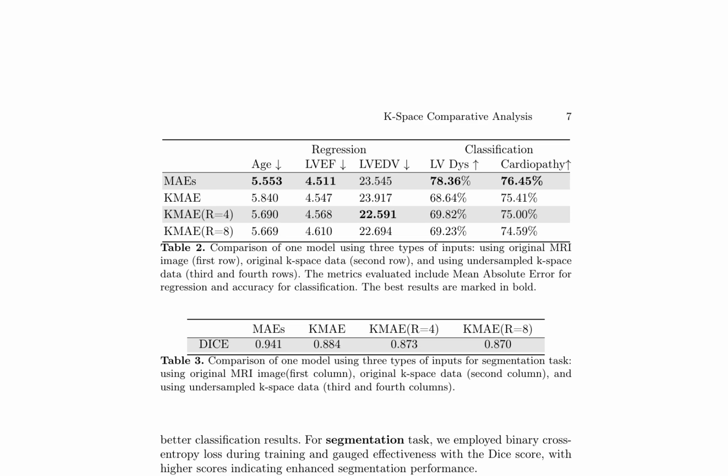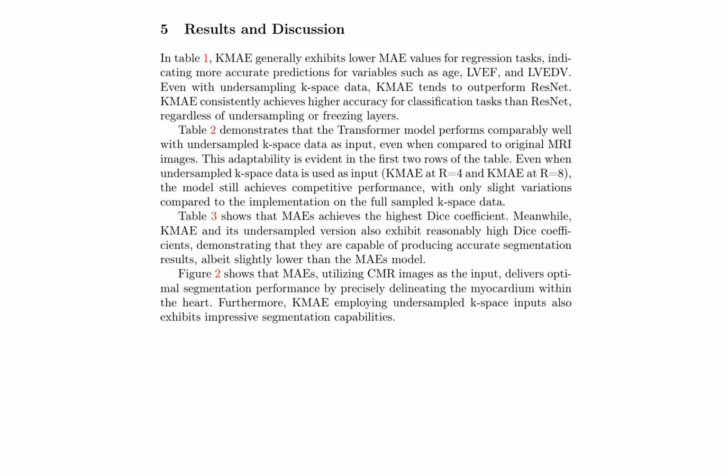Table 2 indicates the transformer model's comparable performance with undersampled K-space data, even when compared to original MRI images. The model's adaptability is evident in the first 2 rows of the table. Even with undersampled K-space data, the model achieves competitive performance, with slight variations compared to full-sampled K-space data.